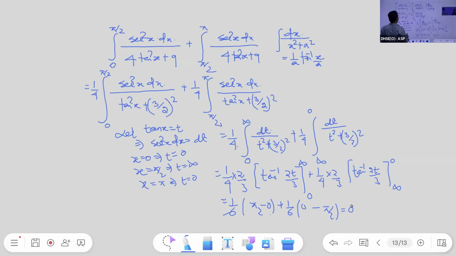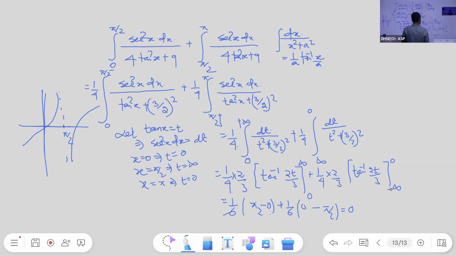Sorry, I've made a mistake. Just look at the graph of tan x. This is pi over 2. This is pi by 2 minus, this is pi by 2 plus. When x approaches pi by 2 minus, this is plus infinity. When it approaches pi by 2 plus, this is minus infinity.